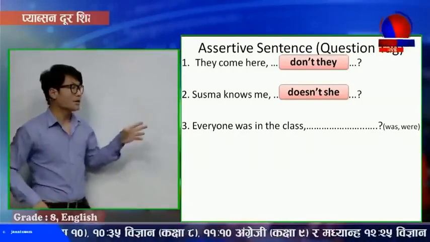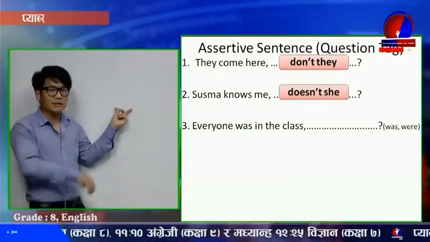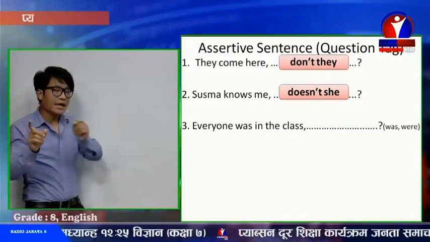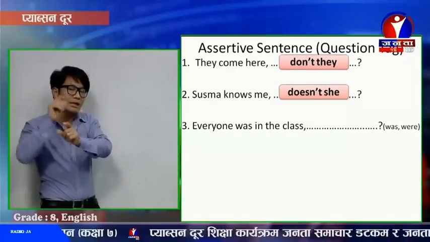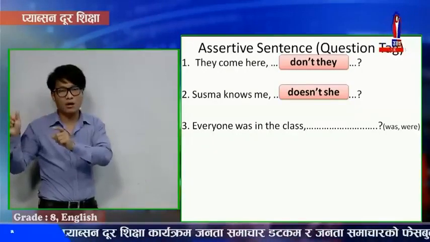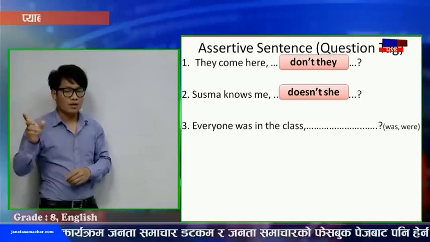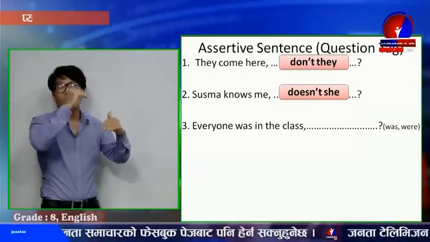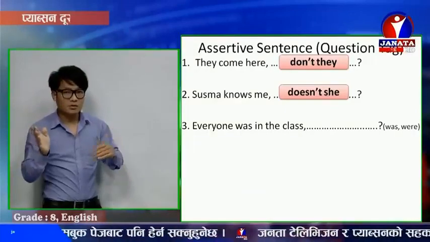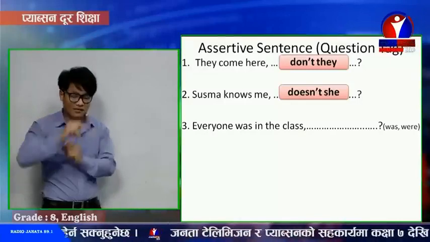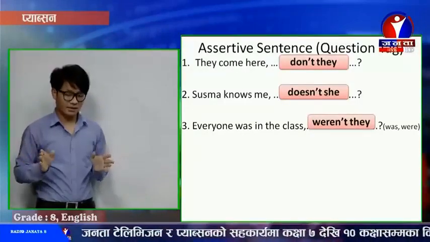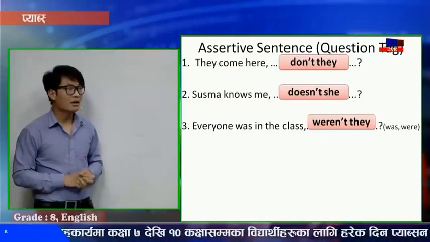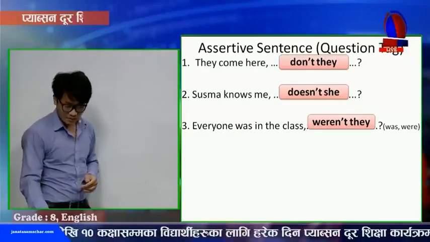So everyone, this word everyone, as subject, changes into the pronoun THEY. And as I have told you, when there is a was, then there is a hidden were. So they take were. So everyone was in the class. This is a positive statement. So the question tag should be negative. So they take were. That's why it should be weren't they. Everyone was in the class, weren't they? So this is an assertive sentence question tag.